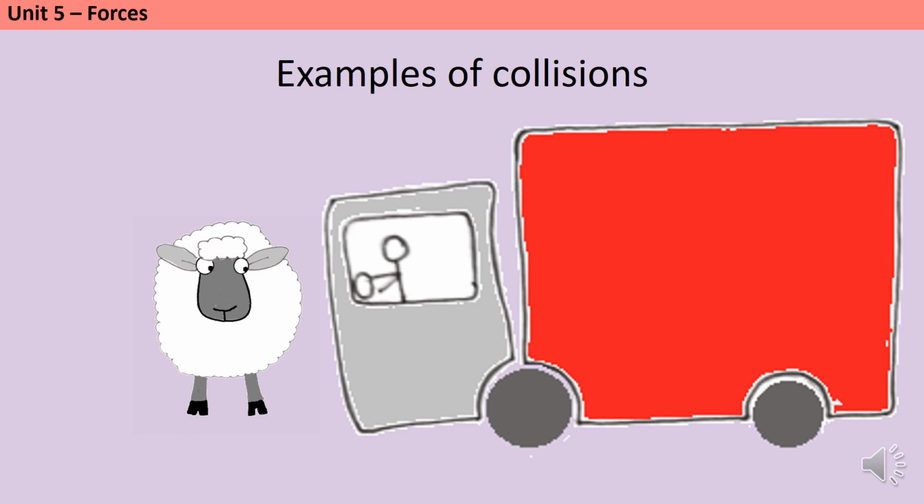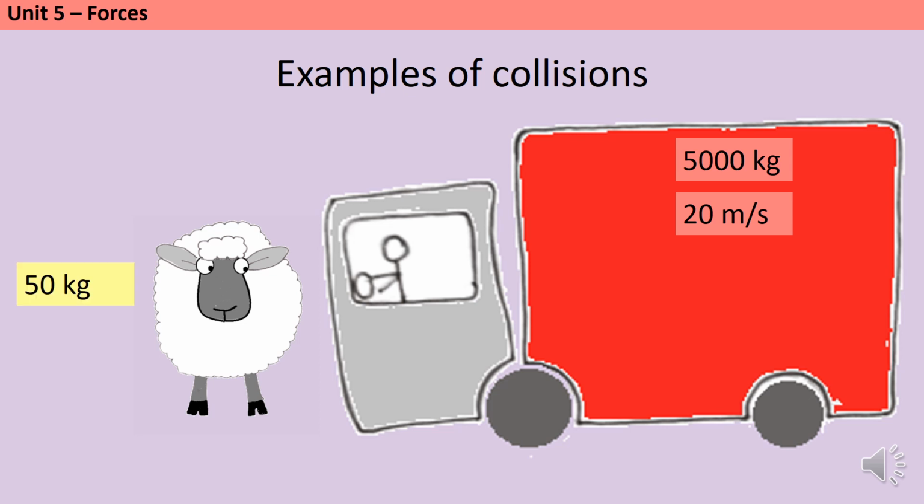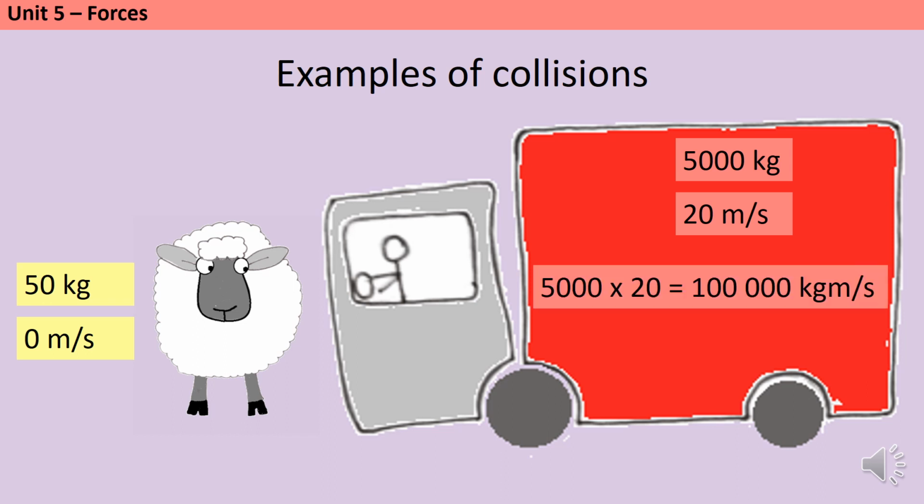Here's another example. A 5,000 kilogram lorry is travelling at 20 metres per second. Meanwhile, a 50 kilogram sheep is stationary. The lorry crashes into the sheep, and I want to know after the crash, how fast will they be moving? Firstly, I need to work out how much momentum there is at the start. I know that the sheep doesn't have any momentum because it's stationary. But the lorry starts with 100,000 kilogram meters per second of momentum. And now that momentum is going to be split between it and the sheep.